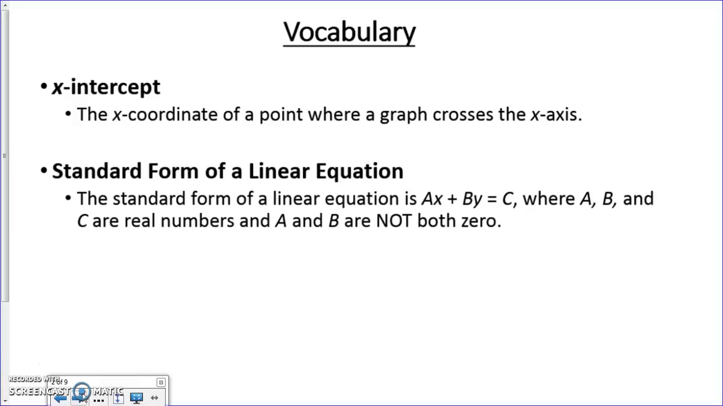Standard form of a linear equation. The standard form of a linear equation is ax plus by equals c, where a, b, and c are real numbers and a and b are not both 0.